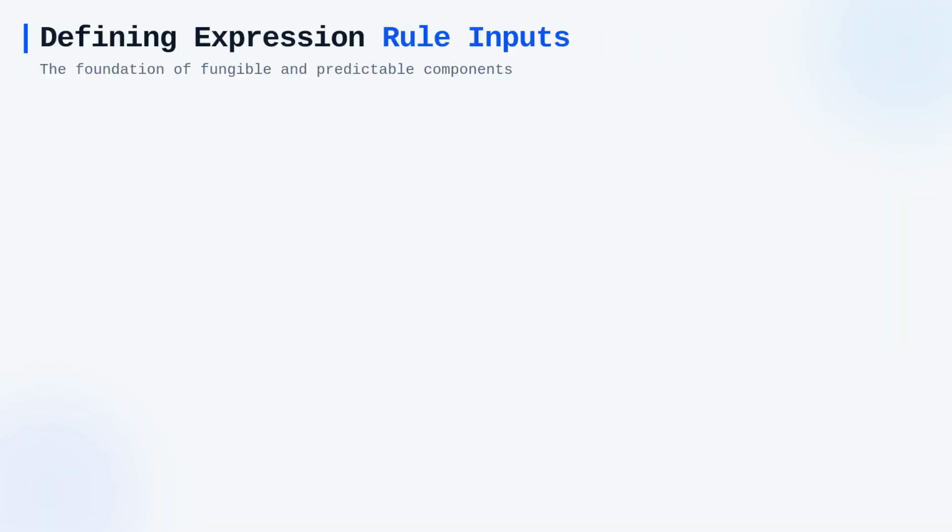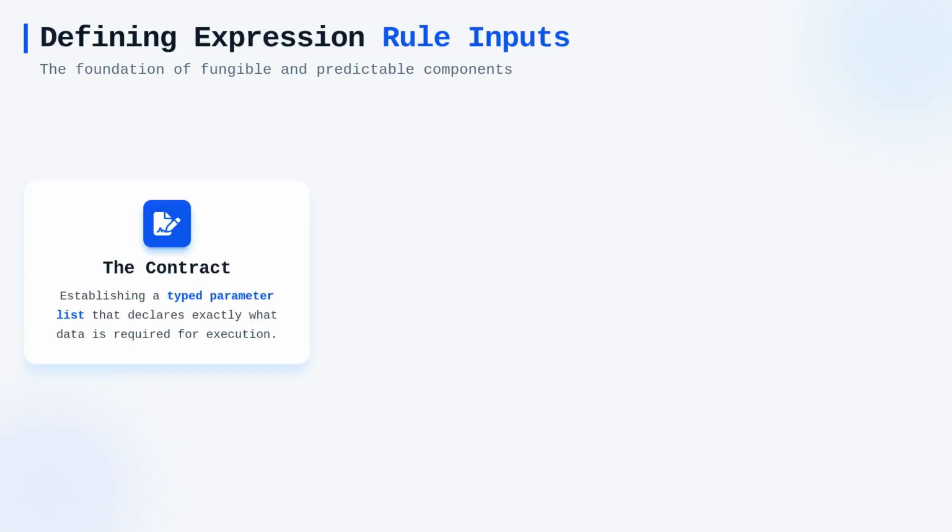Defining inputs for your expression rules is the first step toward creating truly fungible components. Just like a well-designed function in a traditional programming language, your rule should have a clear, typed parameter list that defines what it expects to receive. When you define an input, you are establishing a contract with the rest of the application, declaring precisely what data is required for the logic to execute correctly.